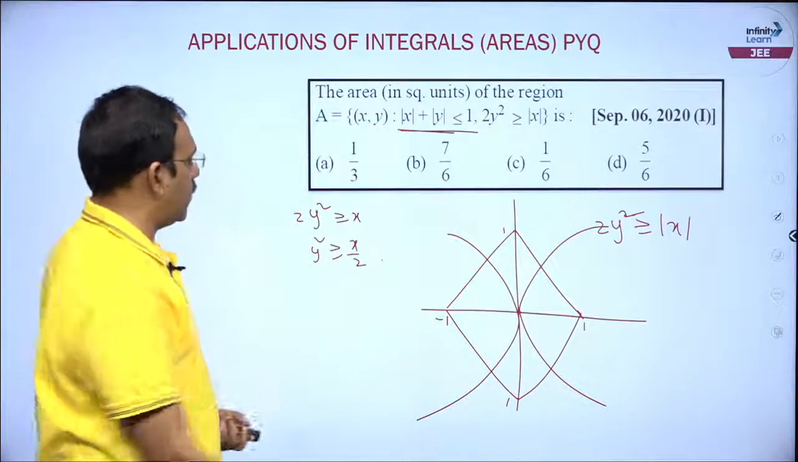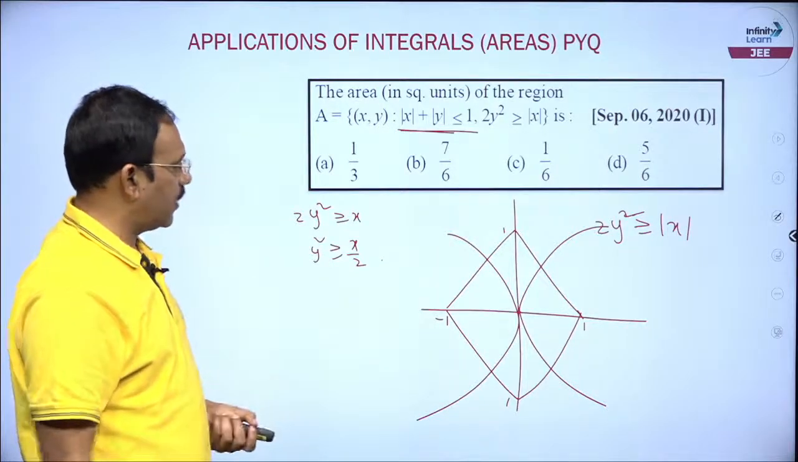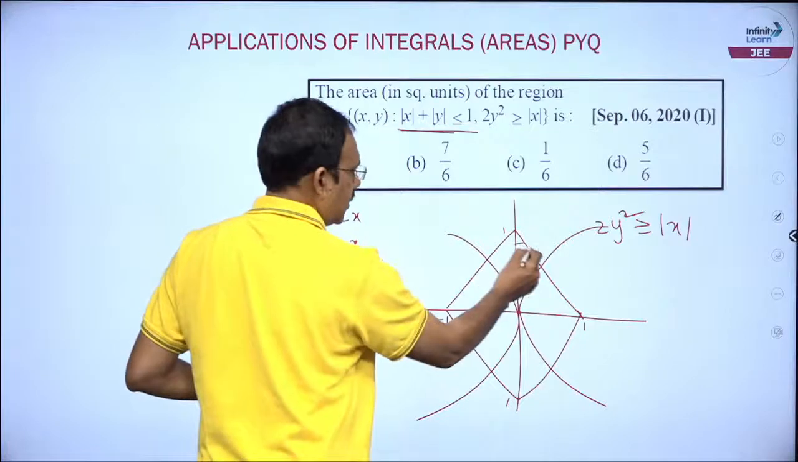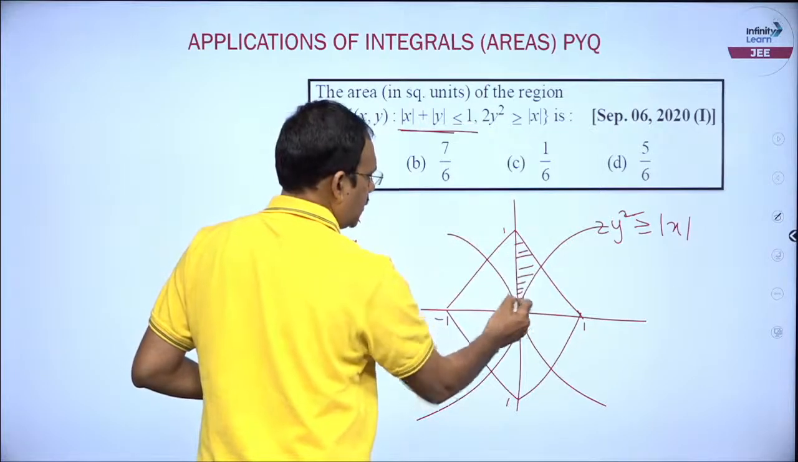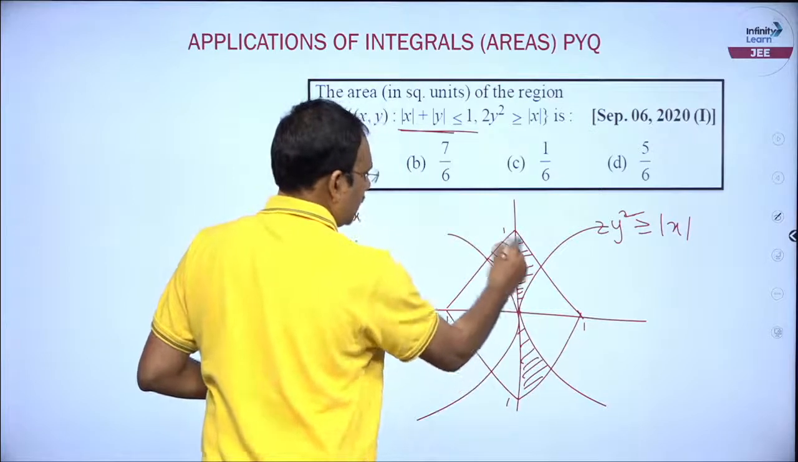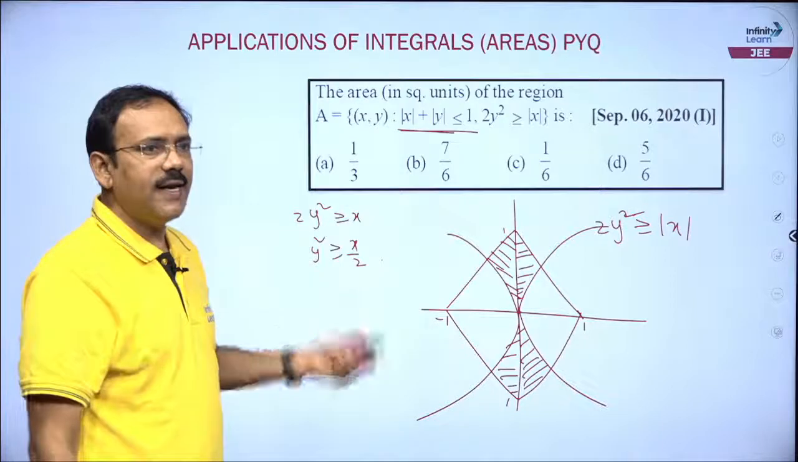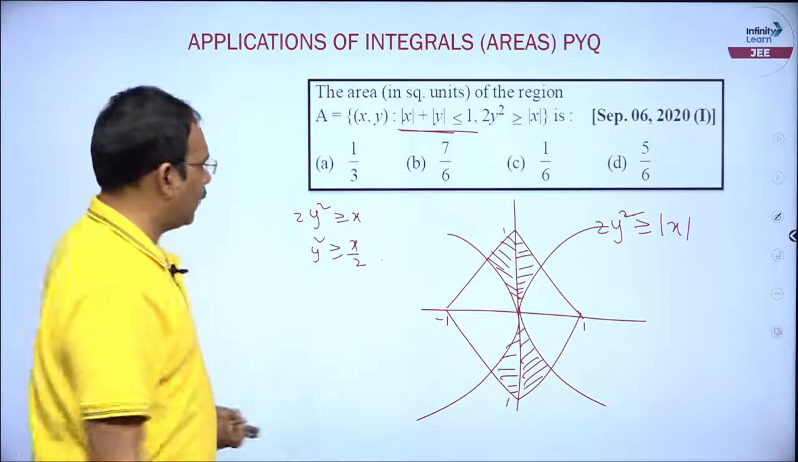And in y square you can put 1 comma 0 here. So 0 greater than or equal to 1 by 2 will not belong to this region. So he wants this region as well as this region, even this region. Clearly there is a symmetry in all the 4 quadrants.